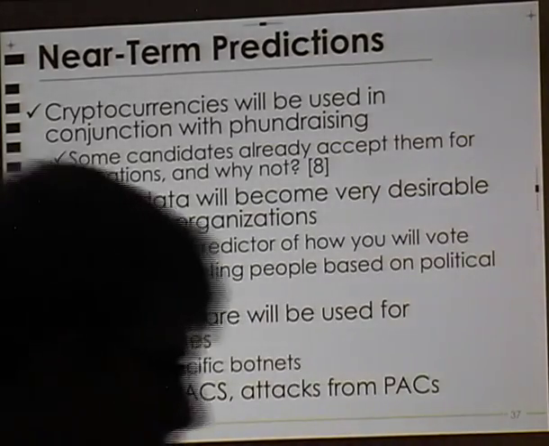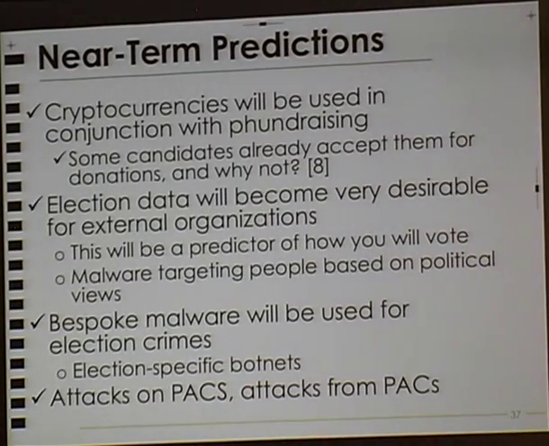We think the election data collected by systems like Orca and Narwhal will become even more desirable for external organizations and will become, well, if they're not already, a definite predictor of how you vote. If these systems are hacked and or the data is stolen, it's possible that malware could be developed to target people just based on your political views. Speaking of malware, we believe it'll be developed in conjunction with election crimes or fraudulent absentee ballot attacks, as in the Miami-Dade case. Thinking back to that case on the previous slide, it was actually detected because every manual attack was filled in very similarly, but we believe that automation could simply fix that, randomly creating absentee ballots and obfuscating their source.